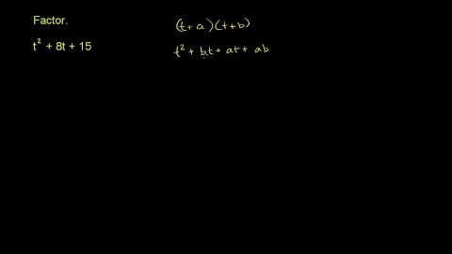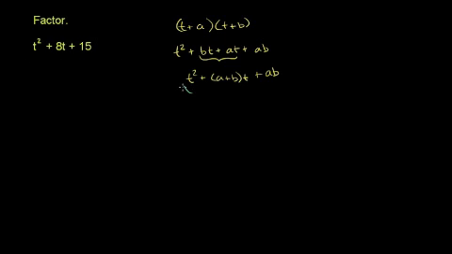And then we have two t terms, I guess you could call them. This is bt plus at. So we could combine those, and we get t squared plus (a plus b)t. I could have written this as (b plus a)t as well, plus ab. Now, if we compare this to this right over here, we see that we have a similar pattern.